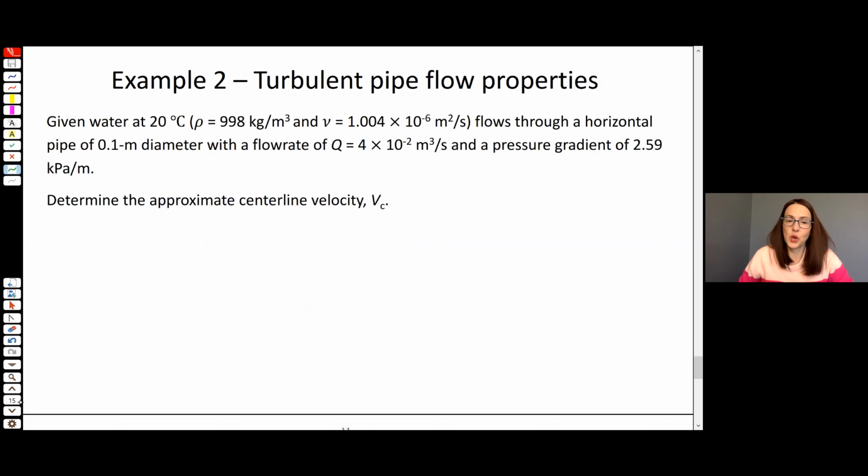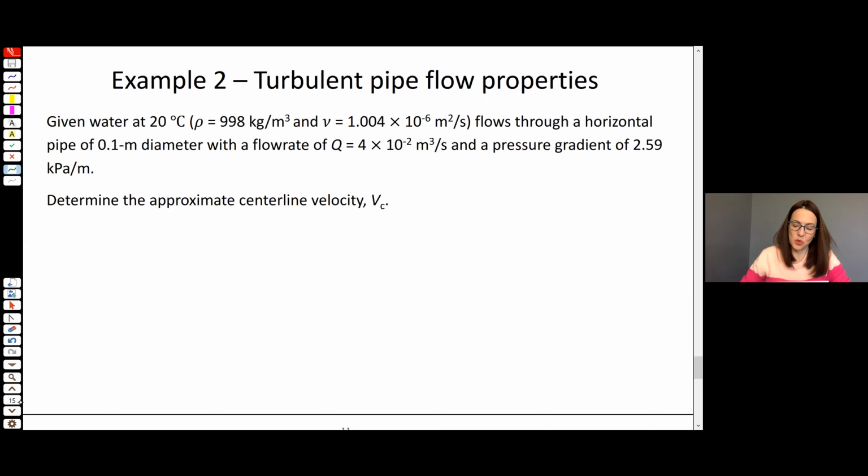Now we've got a turbulent pipe flow. So we've got water at pretty much standard temperature with the following density and kinematic viscosity, flowing through a horizontal pipe, which has a diameter of 0.1 meters with a flow rate of 4 times 10 to the minus 2 cubic meters per second, and a pressure gradient of 2.59 kilopascals per meter. Determine the approximate centerline velocity.